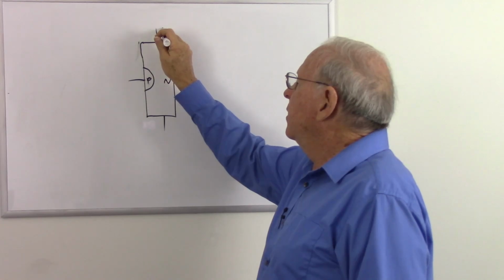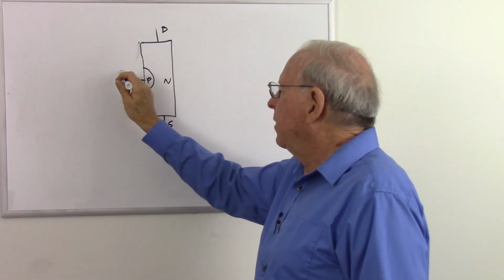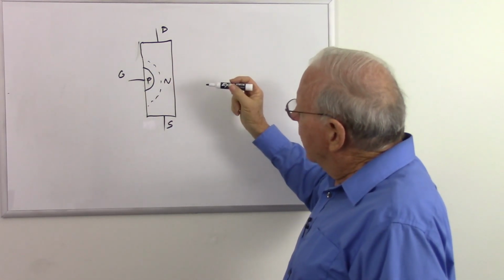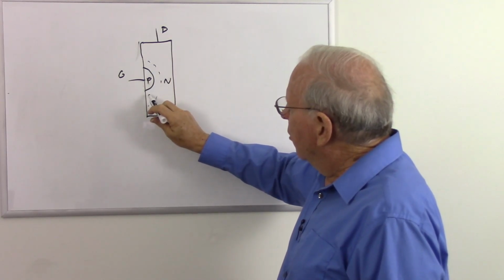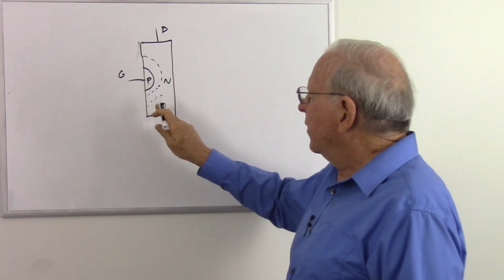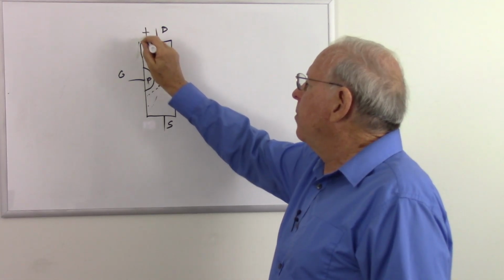There's my drain, my source, and my gate. And so now I have a depletion region in this area here. Now, you'll usually see this depletion region drawn a little differently. I'm going to make it bigger there than there. Why? Because this is more positive.